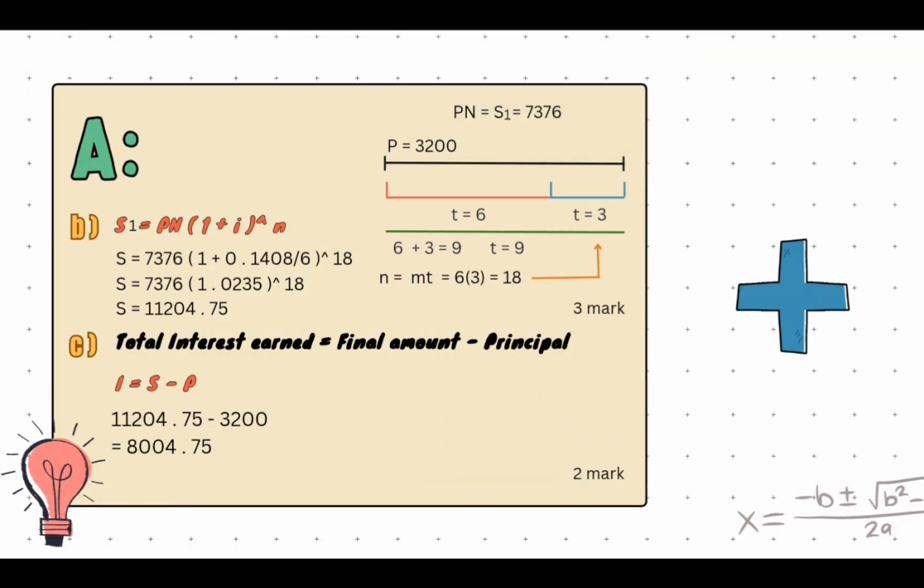Total amount after another 3 years. The value of S from the first part is 7,376 ringgit and the principal remains 3,200 ringgit. Since the investment is extended for another 3 years, the total time becomes 9 years.